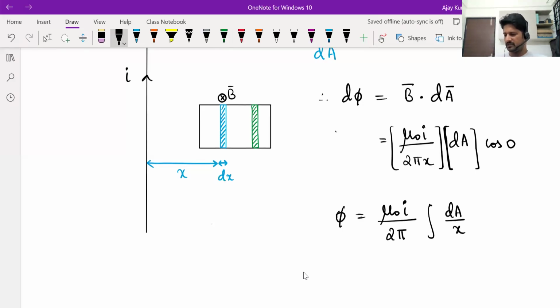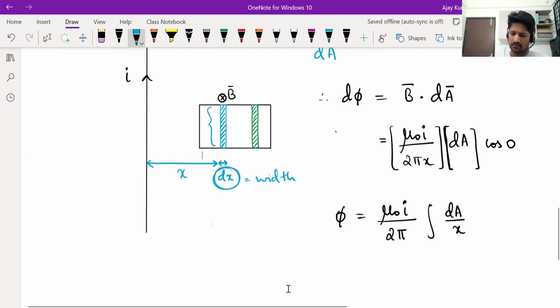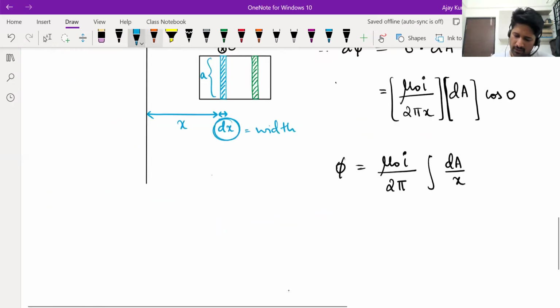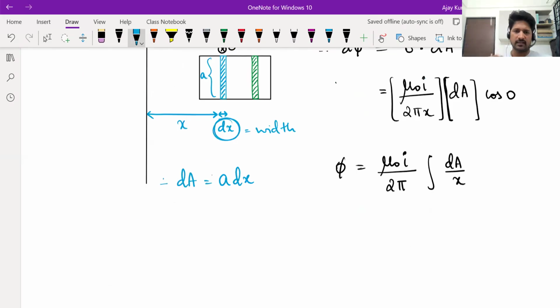Can you directly integrate dA by x? No. Because x is a variable here, the integration should be in terms of x. So you should have a dx term. So now the problem is to express this area in terms of the width dx. Now the element we have taken is a rectangle. Its width is dx. How much is the length? That was given in the problem. In the problem it was given as a. Okay, that's the length. Therefore dA can be written as small a dx, the area of the rectangle: length multiplied with its width.